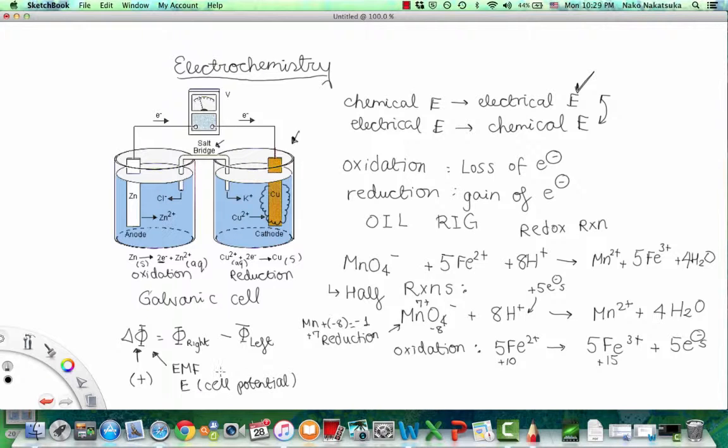So this quantity is related to the tendency for an element or a compound or an ion to acquire or release electrons. So the maximum potential in this scenario can be figured out, and it will be given the sign EMF or E cell.